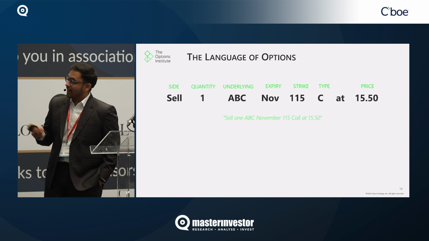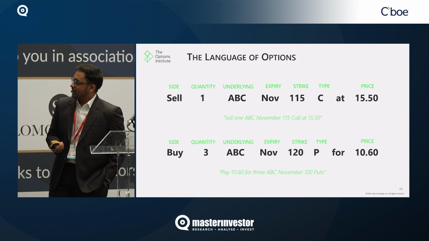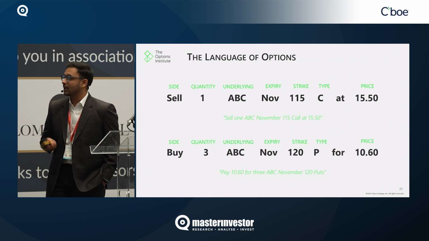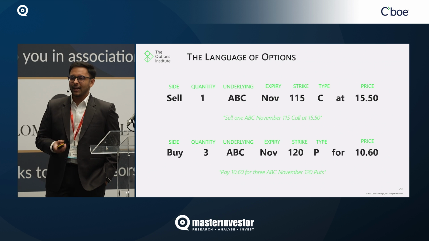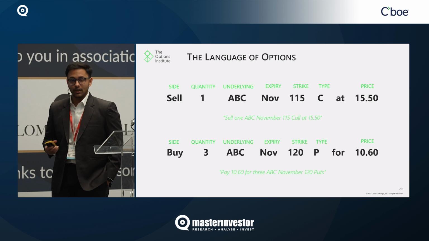So now that was an example of a call. Let's look at what a put option order looks like. So we have it there. So it reads as pay 1060 for 3 ABC November 120 puts. Now you might notice the language switched up a bit, right? And that's by design. Reason?